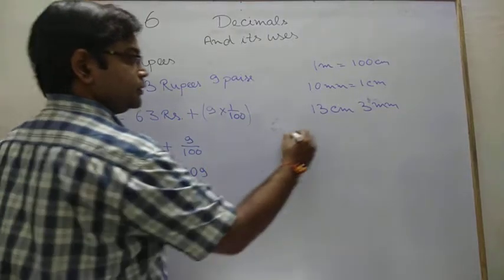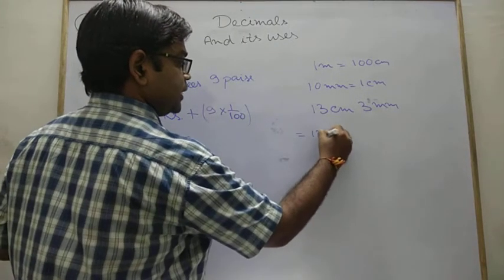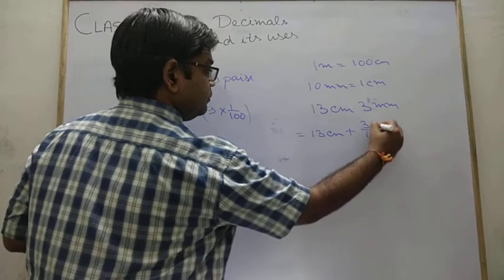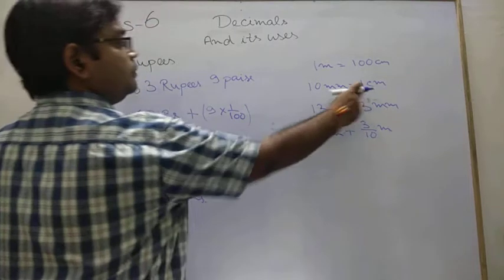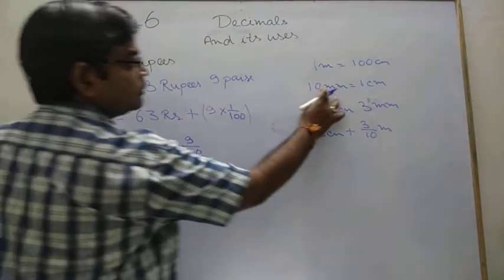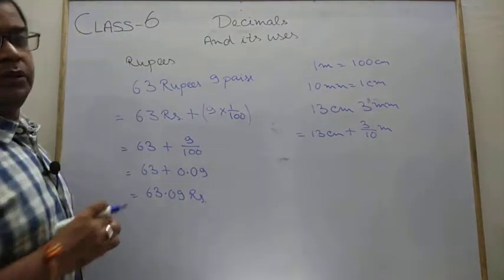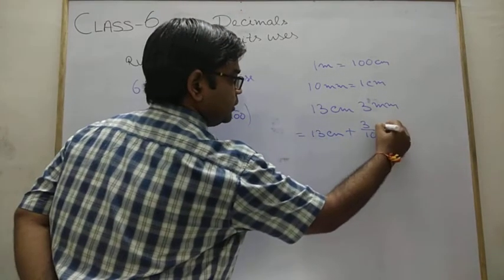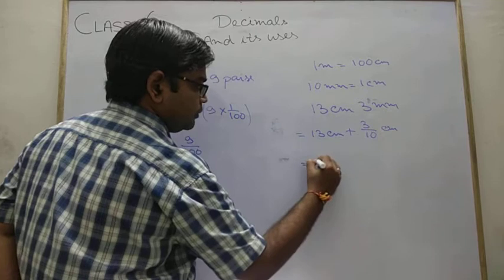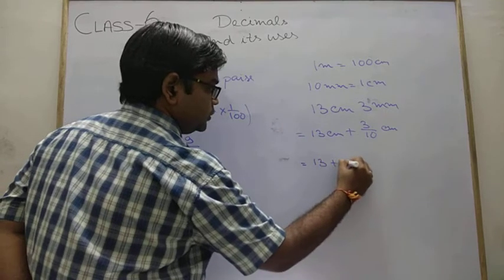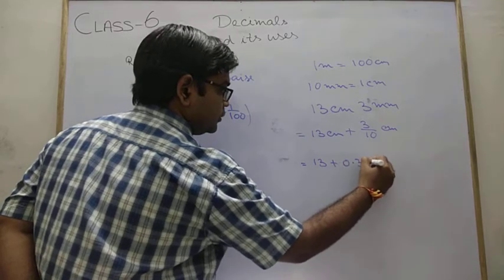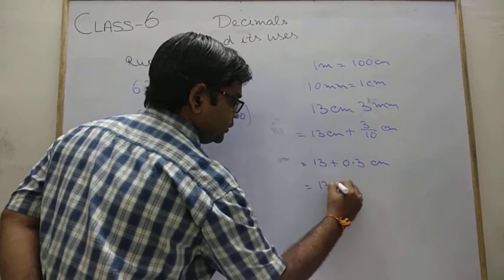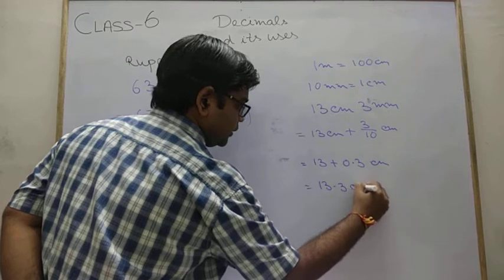How do we complete it? 13 centimeter is as it is. 3 millimeter means 3 upon 10, because in 1 centimeter we have 10 millimeter, so in 1 millimeter we have 1 upon 10 centimeter. That's the concept. It's a centimeter, not millimeter. Now what we have? 13 plus 0.3, and then we can write centimeter. It is 13.3 centimeter.